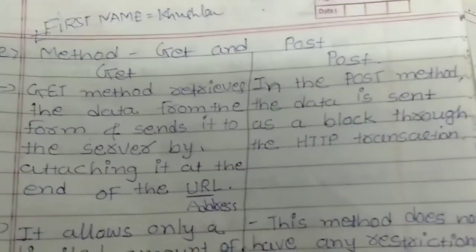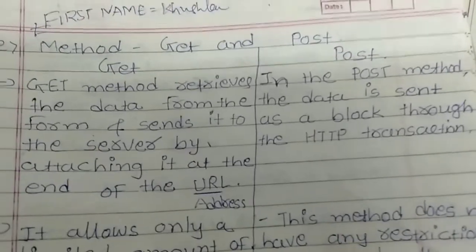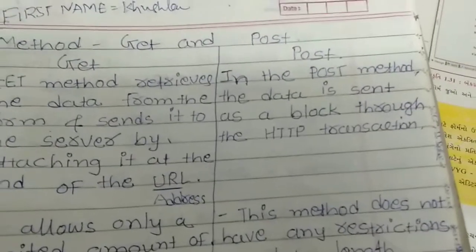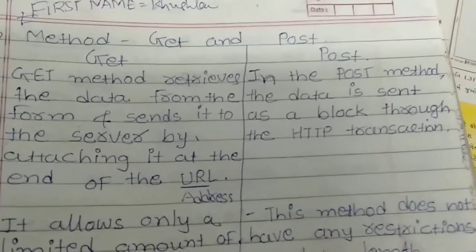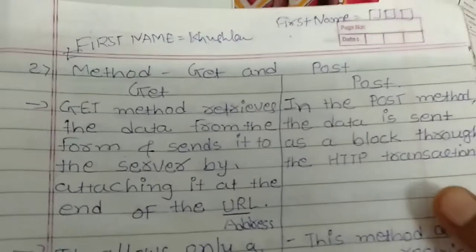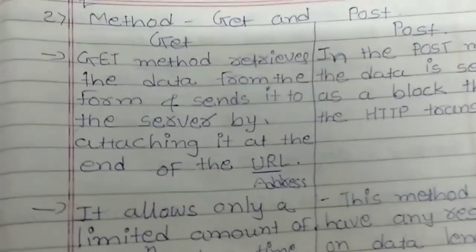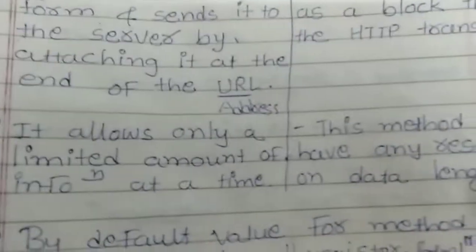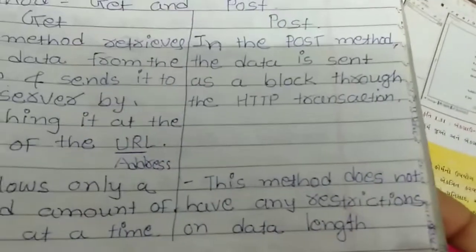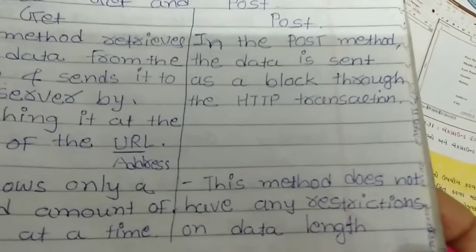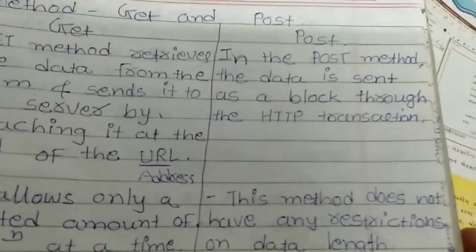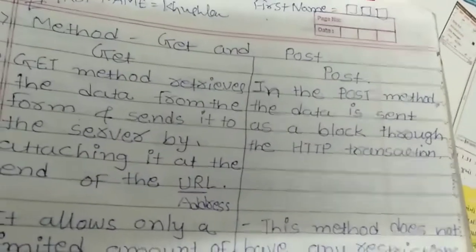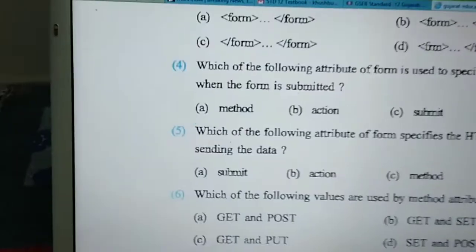The most important difference between get method and post method: if you want to send your data as a block through an HTTP transaction, then you have to use the post method. If you want to send your data at the end of the URL, then you have to use the get method. Get method allows only a limited amount of data, whereas post method has no restriction. You can send any length of data. There is no restriction.